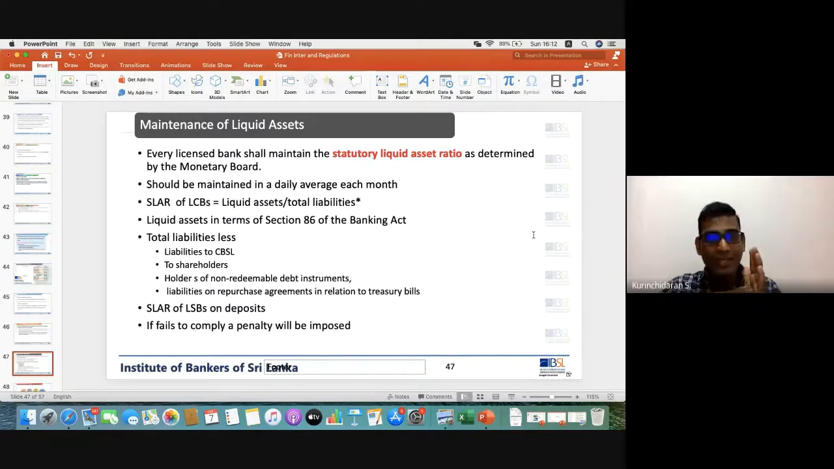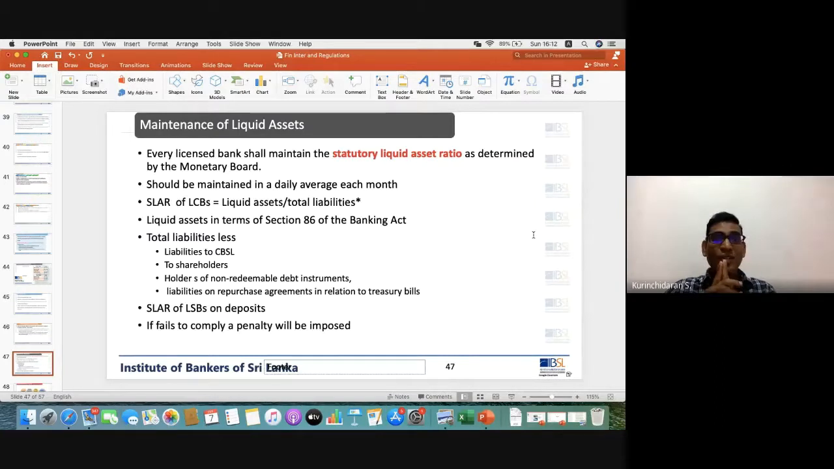And total liabilities means you take total liabilities less liabilities to the central bank, liabilities to shareholders and holders of non-redeemable debt instruments, and liabilities on repurchase agreements in relation to treasury bills. You can remove those, and you know why. Liabilities to the central bank, you don't need to maintain liquid assets against. Shareholders, that's an indefinite period. So for those liabilities you don't need to maintain liquid assets. But for other liabilities, of course, liquid assets will give you a buffer to manage your liquidity risk.